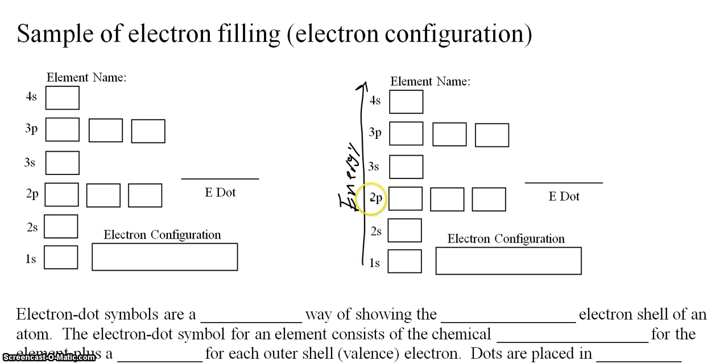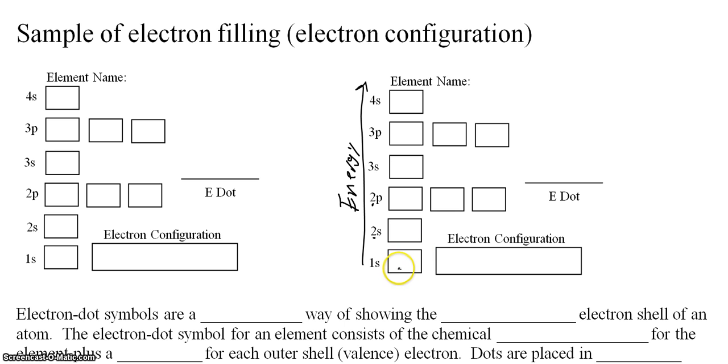But now we get up to the second level. See how we have a 2 here and a 2 there? That's all in the second level, but it's divided into an S sublevel and a P sublevel. Same with the third energy level. It's divided into an S sublevel and a P sublevel.